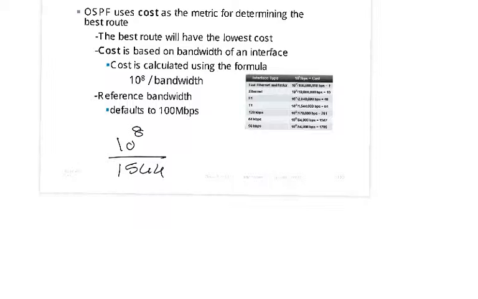And the cost here for Ethernet is 1, because the bandwidth for 100 megabits per second is again 10 to the power 8, so 10 to the power 8 divided by 10 to the power 8 is 1. And similarly, you can calculate the initial cost for every single link based on the type of this link, whether it's a T1 connection, it's serial point-to-point, and so on.